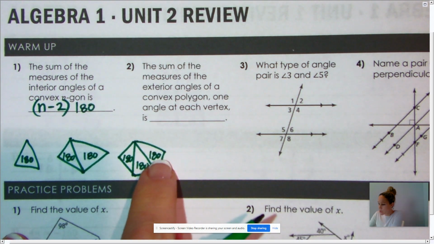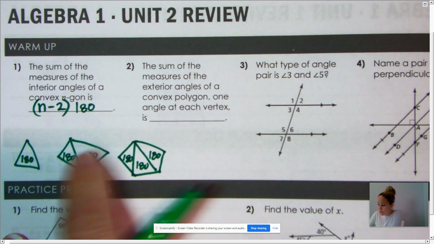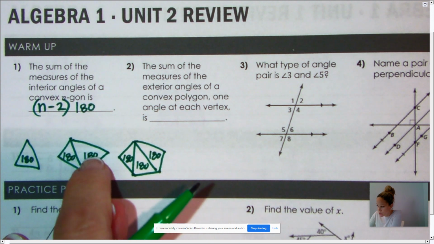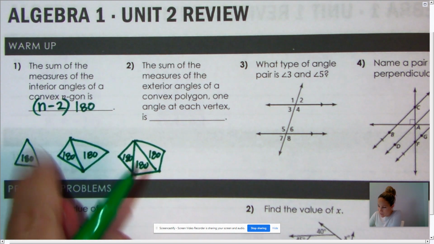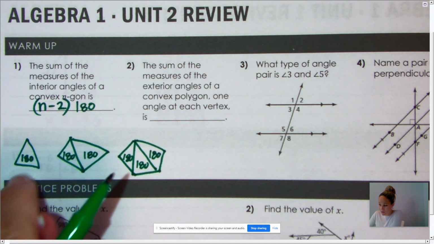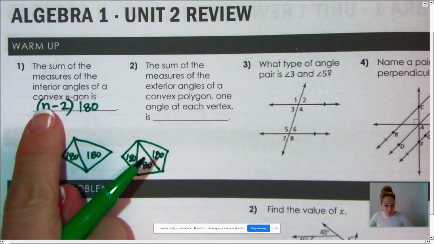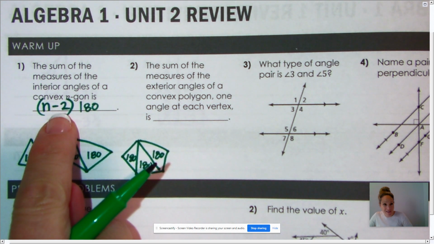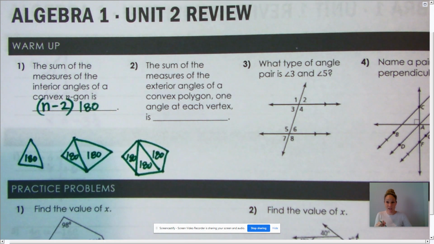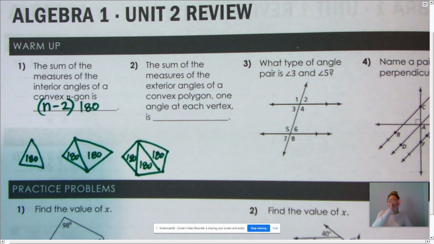5 sides take away 2 is 3 of those 180s. 4 sides take away 2 is 2 of those 180s. 3 sides take away 2 would be 180. And so you can find for any number of sides using this formula. So take away 2 first, then times that by 180. And that's how many degrees are in the inside of a polygon if you add up all the angles.